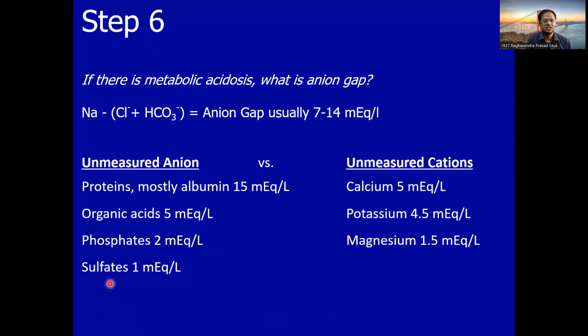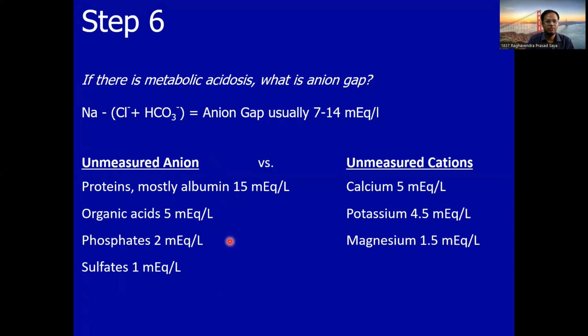It is actually the difference between the unmeasured anions and the unmeasured cations. This difference gives the anion gap. For example, the unmeasured anions are the proteins, mostly albumin, 15 milliequivalents per liter, and organic acids, phosphates, and sulfates, because we don't measure these. And the unmeasured cations are calcium, potassium, and magnesium. These are all positively charged and these are all negatively charged. So these unmeasured anions are in excess of the unmeasured cations. This results in what is known as the anion gap.